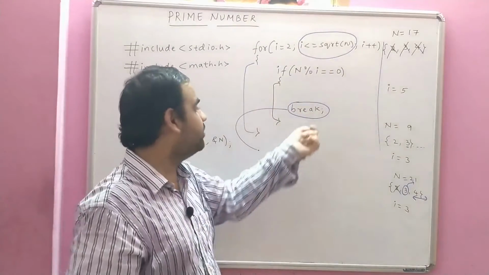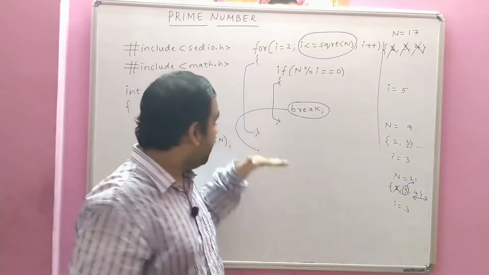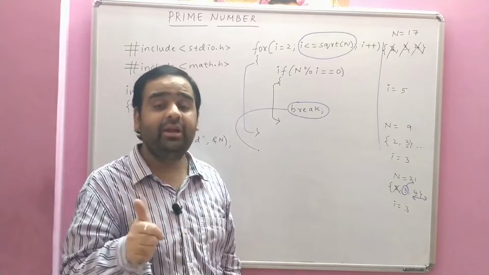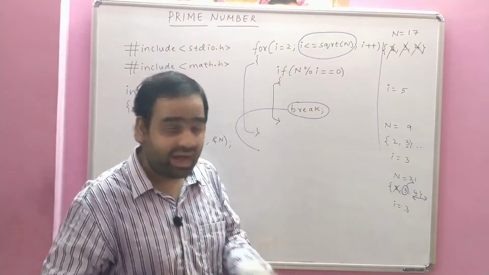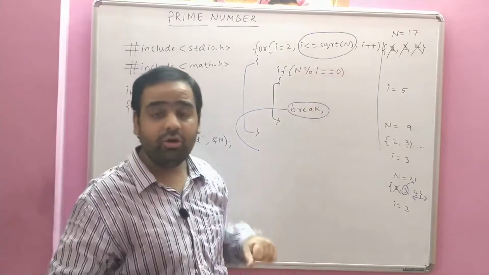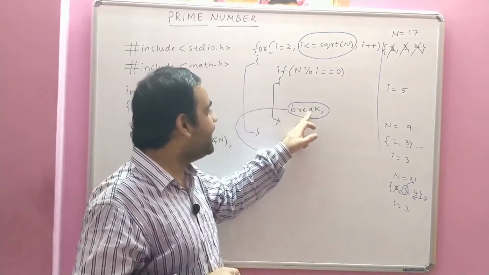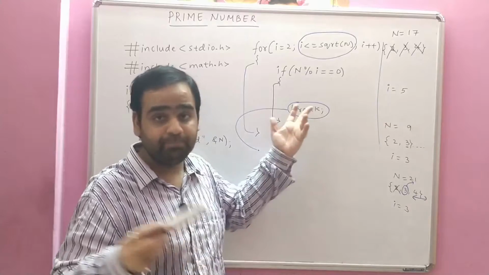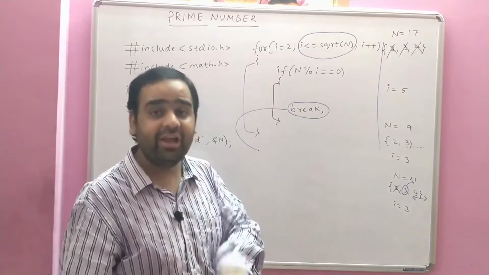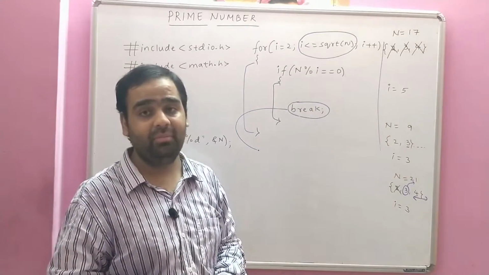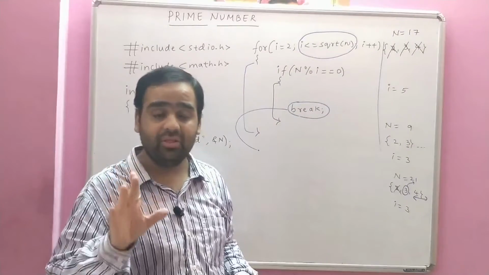Second time you came out of the loop because of this break. Now when you come out of the loop, you should know why you came out of the loop. Either this condition has failed or you reached the break. Why do we need to know? Because if I know that I came out of the loop because of break, it is not a prime number. If I know that I came out of the loop because of this condition, that means it is a prime number. There should be some mechanism to know.